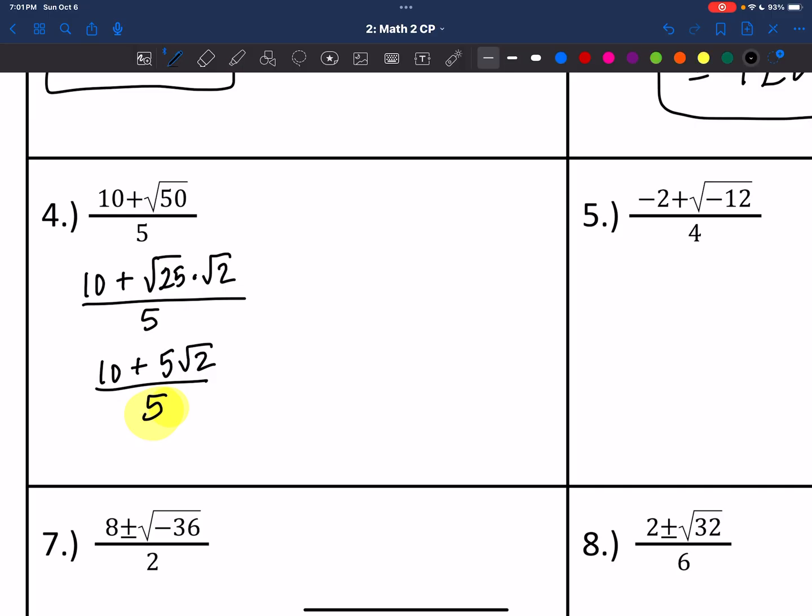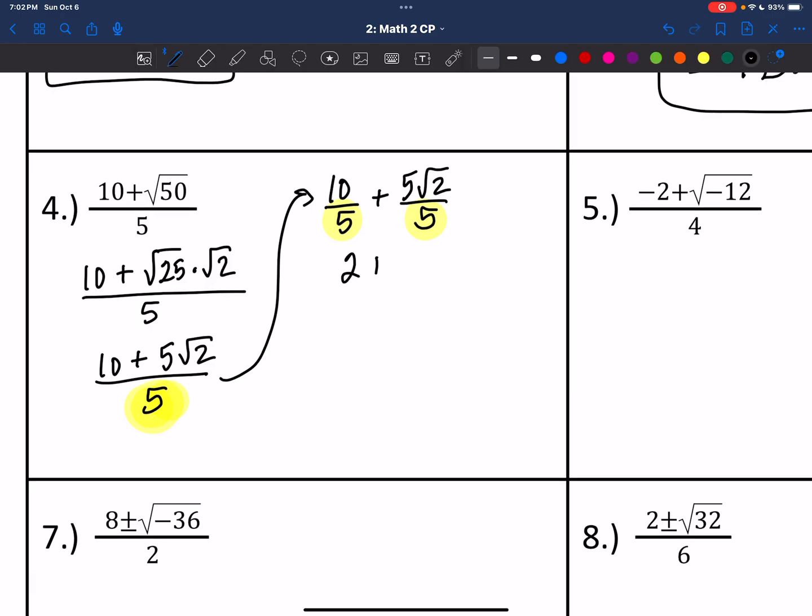So here's what I'll do. I go 10 over 5 plus 5 root 2 over 5. And if you notice, this is the same 5 that was down here. So we just broke it up, and then you can go ahead and go 2 plus, and then that simplifies to root 2. And that's your answer.